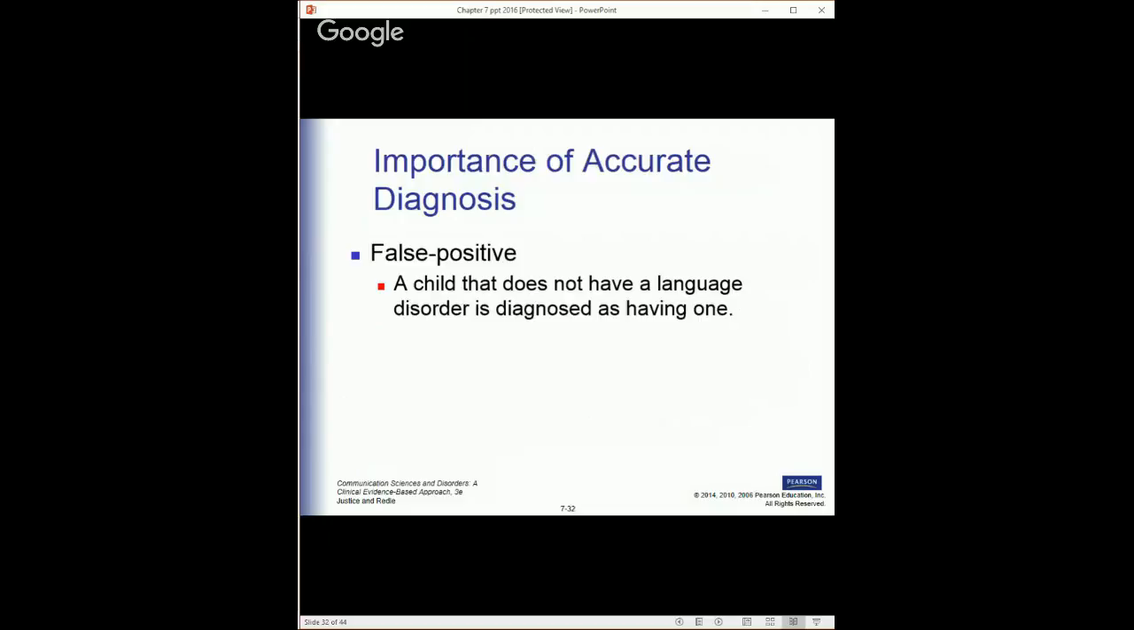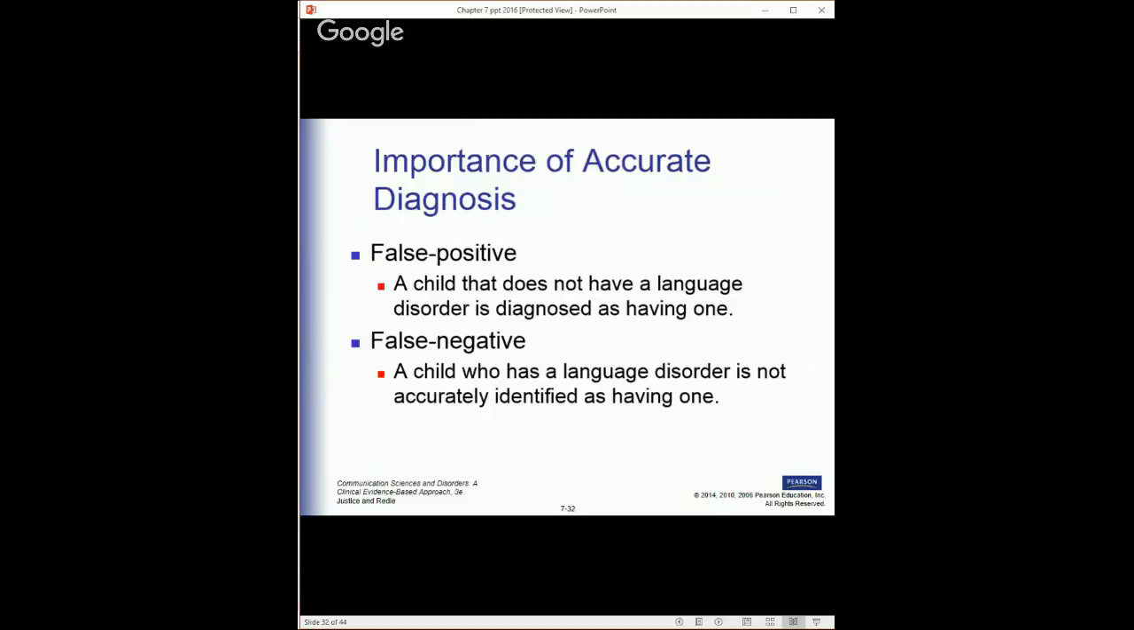The first one being a false positive, where a child that does not have a language disorder is diagnosed as having one. And the second is a false negative, where a child who has a language disorder is not accurately identified as having one.